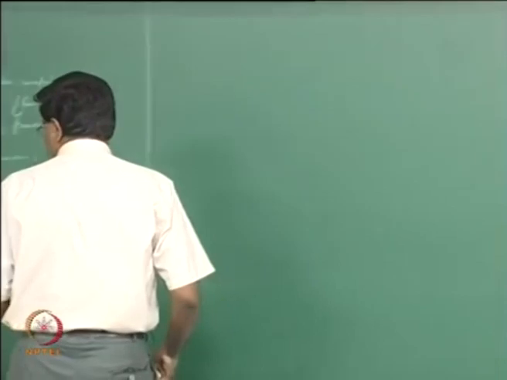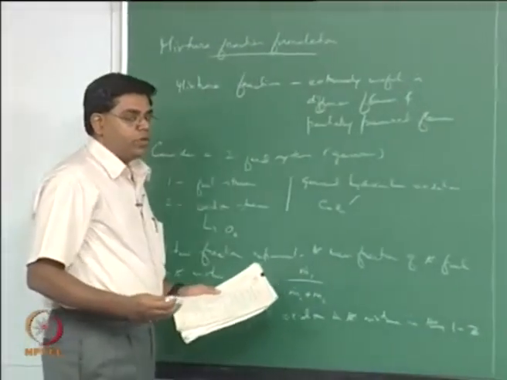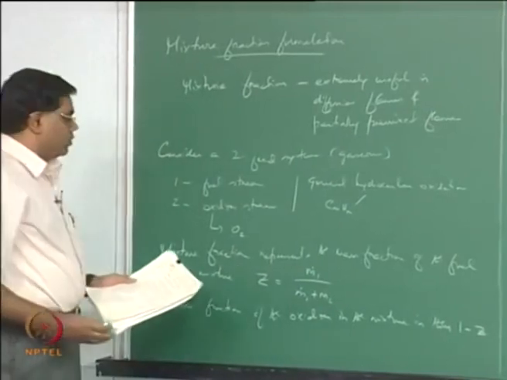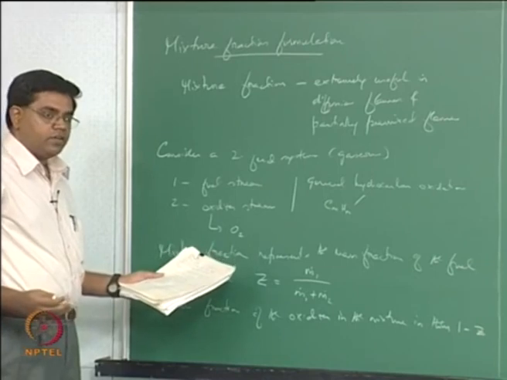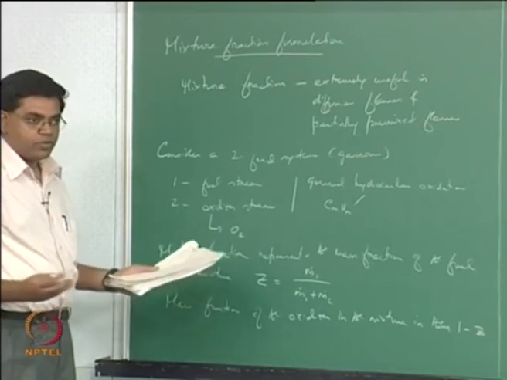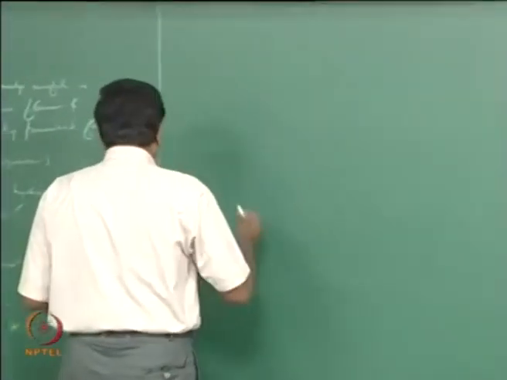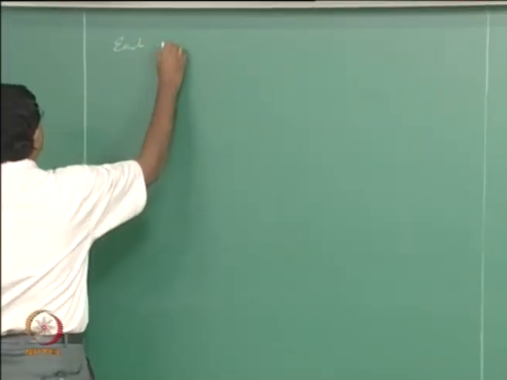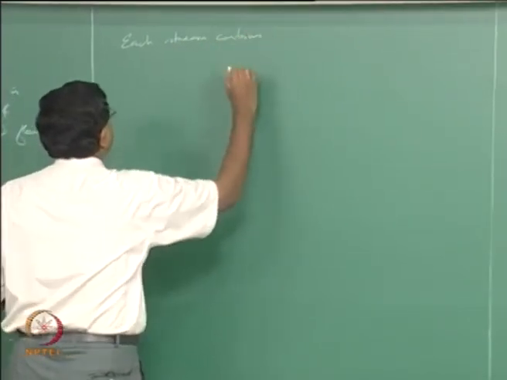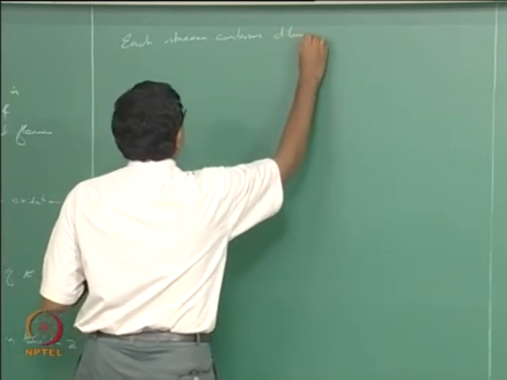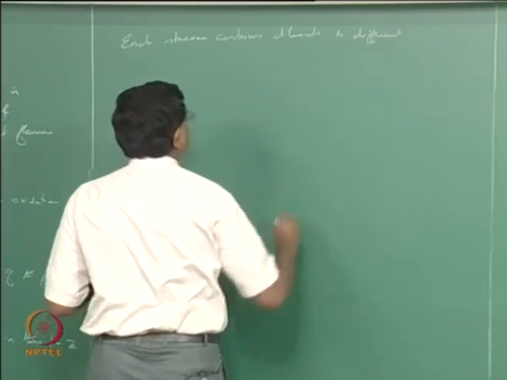Now, each stream contains diluents. It's not as if the fuel stream is fully fuel. You could have some nitrogen. You could also have the oxidizer stream be, let's say, air, and most of it is nitrogen. So only part of it is oxygen. So each stream contains diluents to different extents.